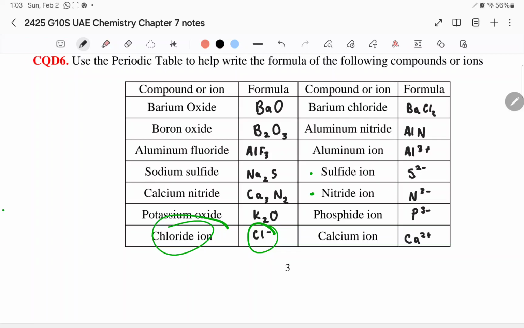How do you find these? You look on the periodic table. Sulfide is in group 6, so it will gain 2, so it will become 2-. Nitride in group 5, so it will gain 3, so it will become 3-. Phosphide, same thing as nitride, in group 5, so it will gain 3, so it will become 3-. Calcium is in group 2, so it will lose 2 and become 2+. That's it for this table.